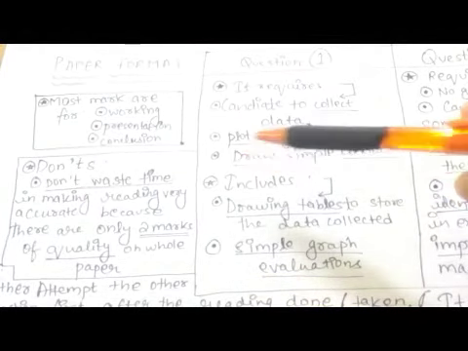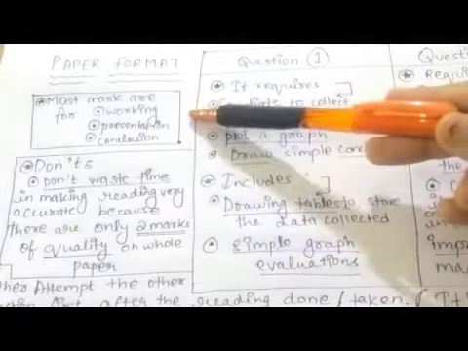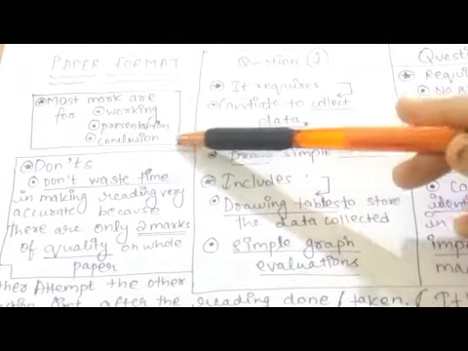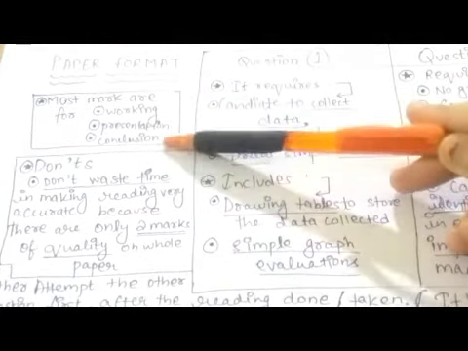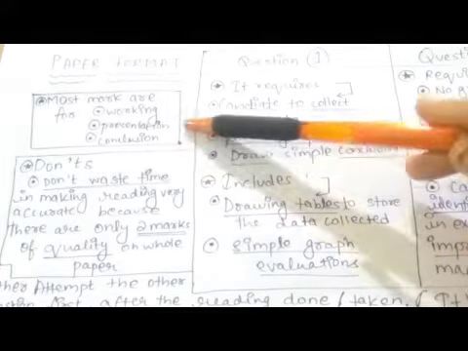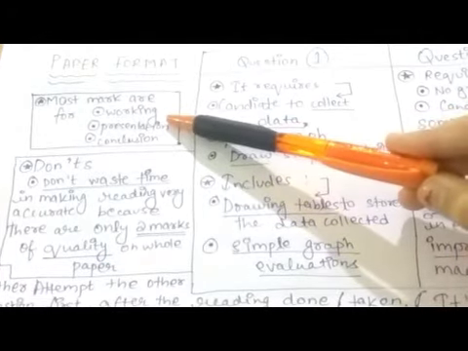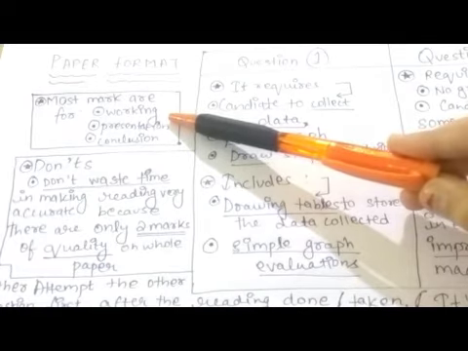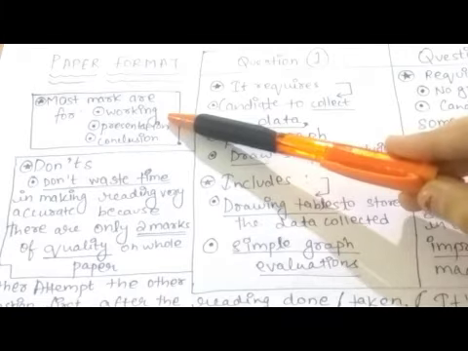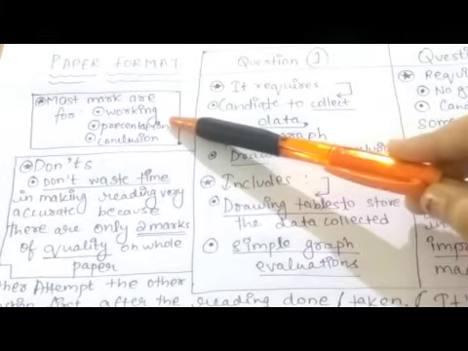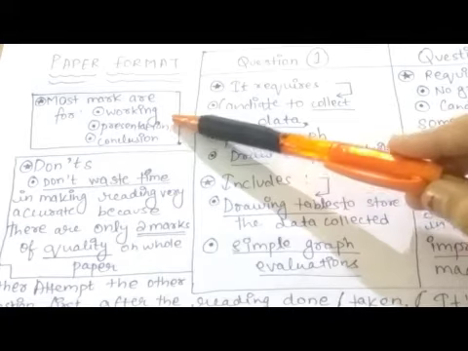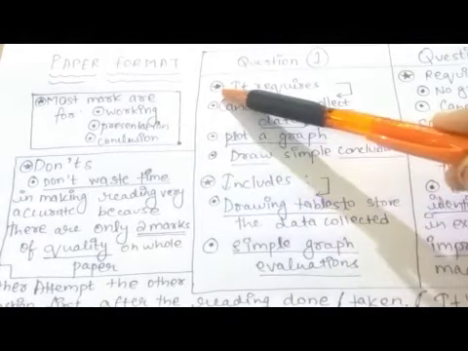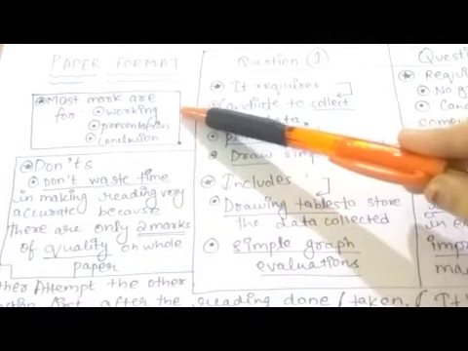So, here I have given some important points. Most marks are for working, presentation, and conclusion, right? That means you have to show the workings you're doing. If there is any formula given to you, you should first write the values in the formula, in the equation given to you, and then write the answer, right?